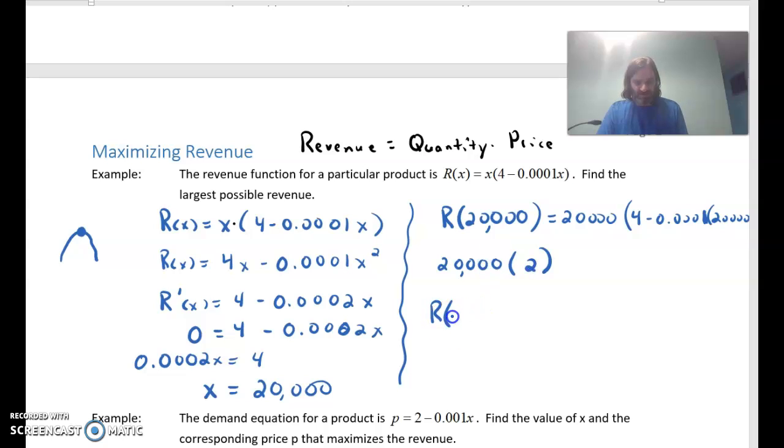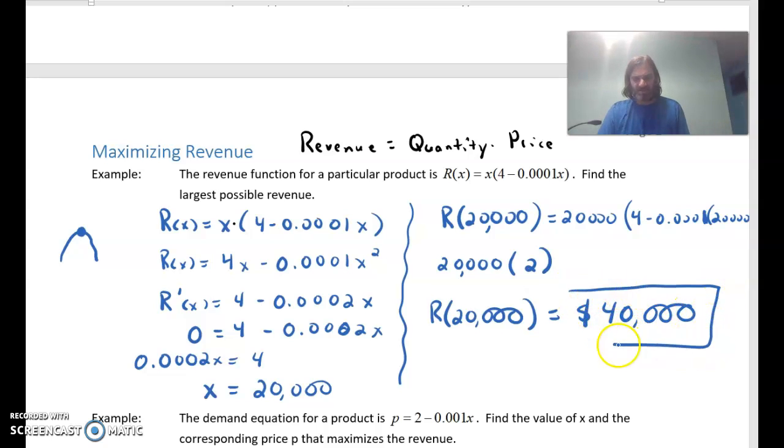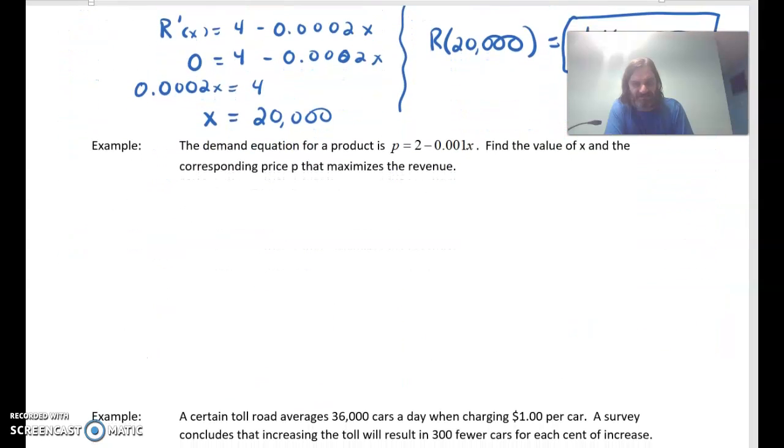But this revenue, when X is 20,000, is going to be 20,000 times 2, which would be 40,000. So basically that means if I sell 20,000 items, I have the most revenue I could have at $40,000. If I sell 19,000 items, I will make less money. If I sell 21,000 items, I will make less than 40,000. The reason for that is that as the quantity increases, I have to lower the price, so there's that offset point. Let's see what the next problem looks like.